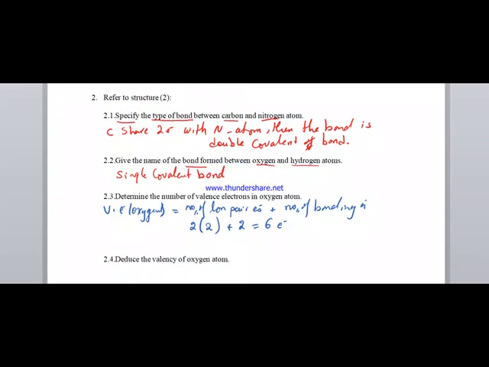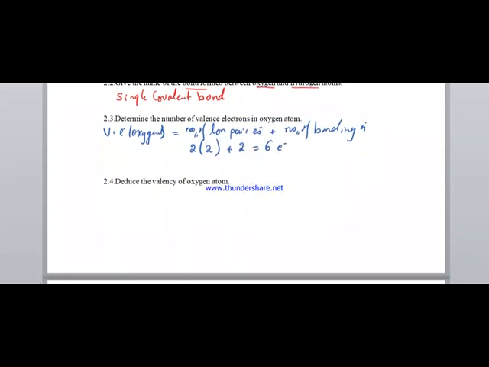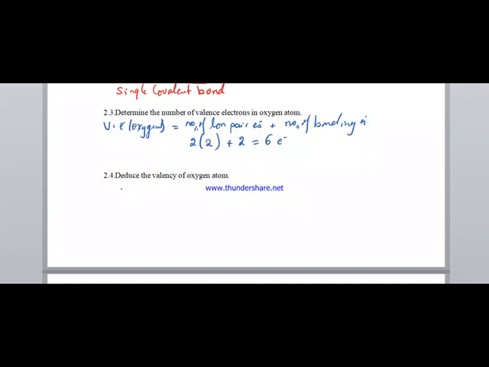Deduce the valency of the oxygen atom. Since it has 6 valence electrons, it needs 2 electrons to satisfy the octet rule. So the valency is equal to 2.